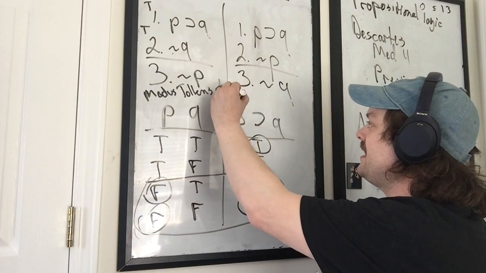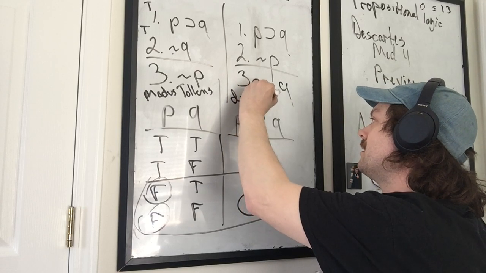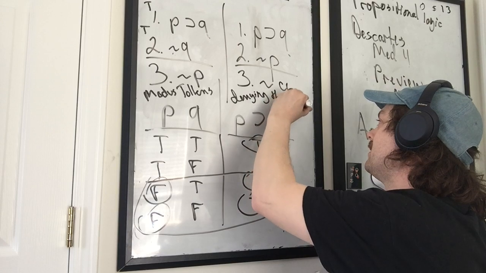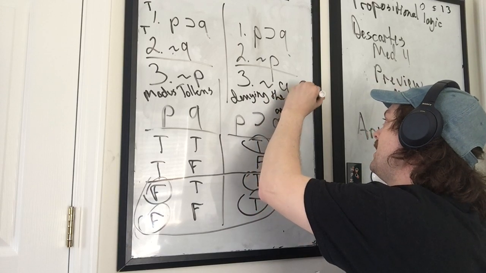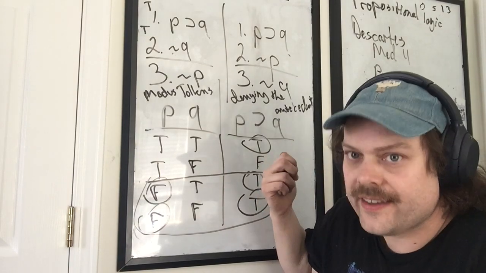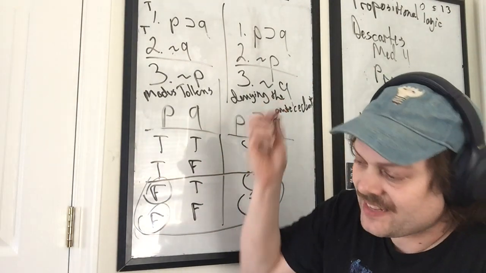And this is the fallacy of denying the antecedent. Again, a mistake we make all the time. Denying the antecedent. It's a fallacy. Don't trust it.